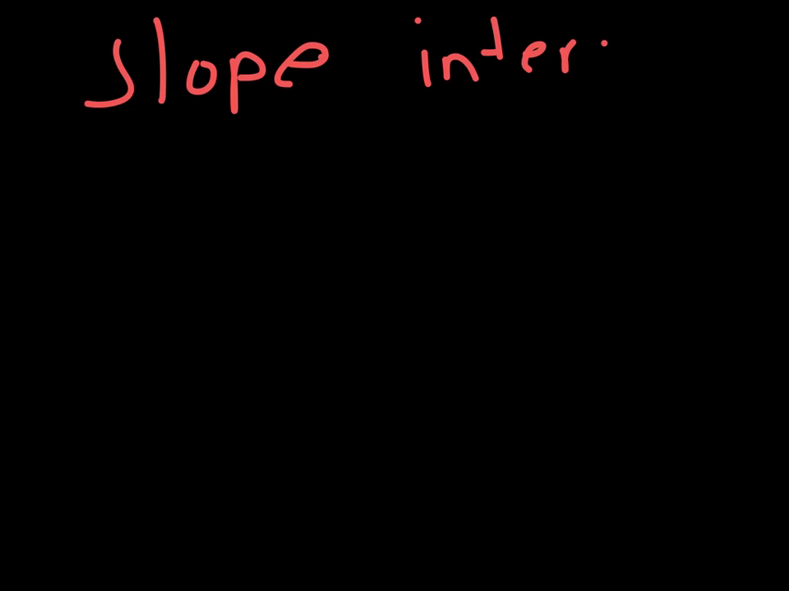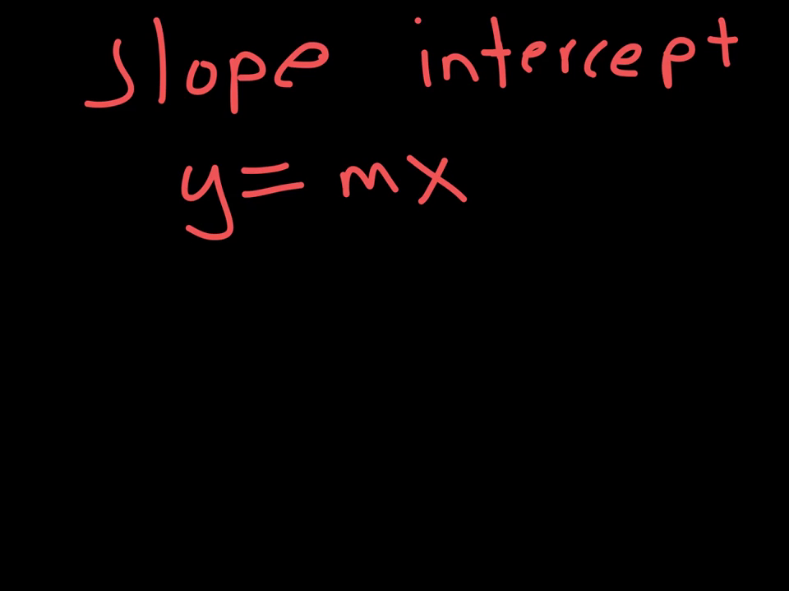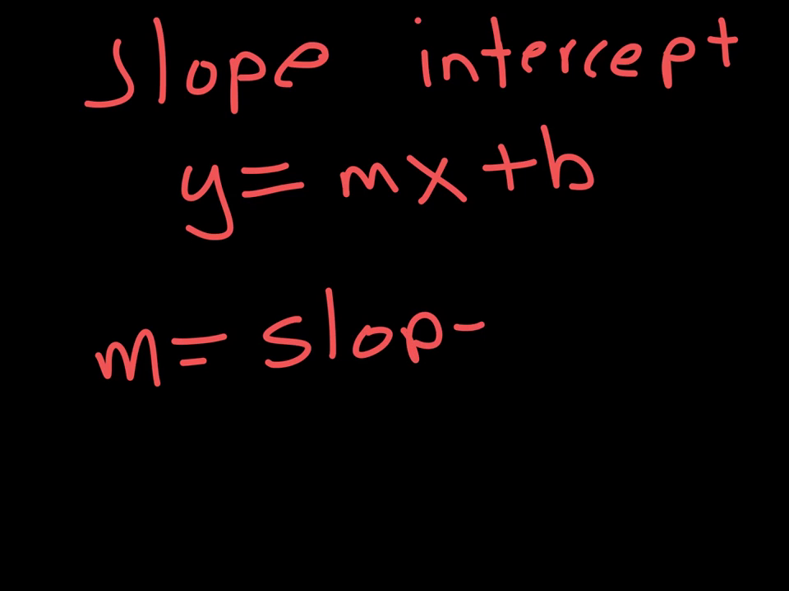So just some things to remember and keep in mind is slope-intercept form is pretty popular. I mean, it's something you'll see for a while. So know it, commit it to memory, and that is y equals mx plus b, where m equals your slope, and the b equals your y-intercept.